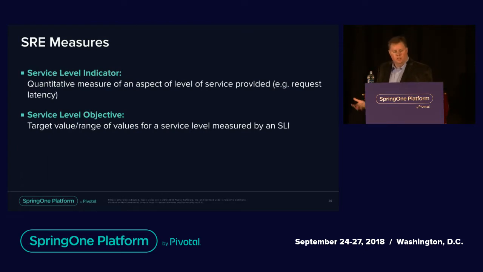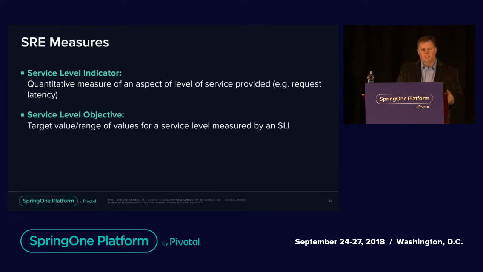We need to measure things. We need some kind of quantitative understanding of what is the level of service. So one of the things that we love to point at is request latency. So what is the request latency over X time period on cluster Y right now? Service level objective is, well, what's acceptable for that? What is the goal? What is the range of values that we're looking for that service level indicator to live within? Pretty simple, right?